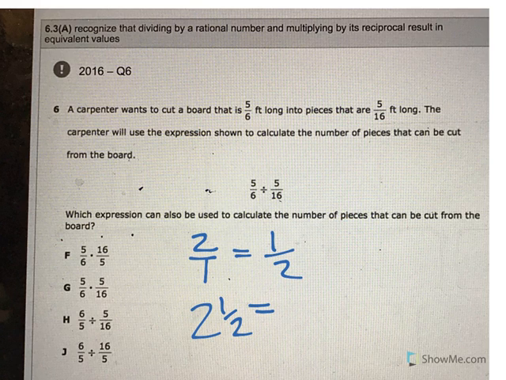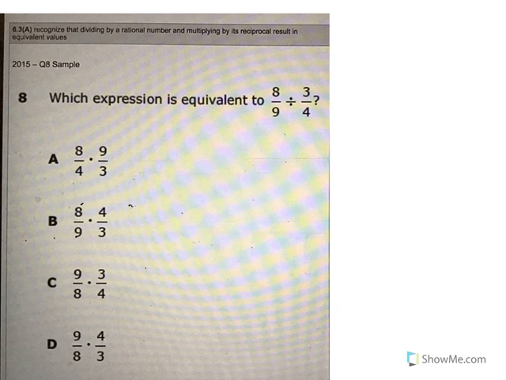2 times 2 is 4, plus 1 is 5, and the denominator stays the same. And then once I can find the reciprocal, which would be 2 over 5. So the reciprocal of 2 1/2 would be 2 over 5. And that's how you find the reciprocal of a number. All right, let's look at the next problem.